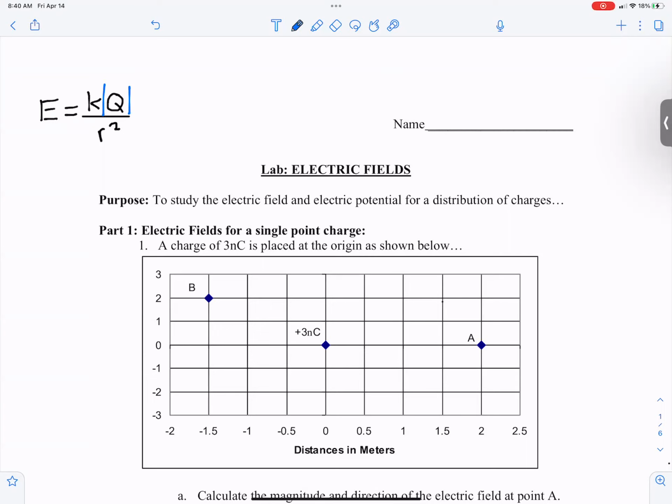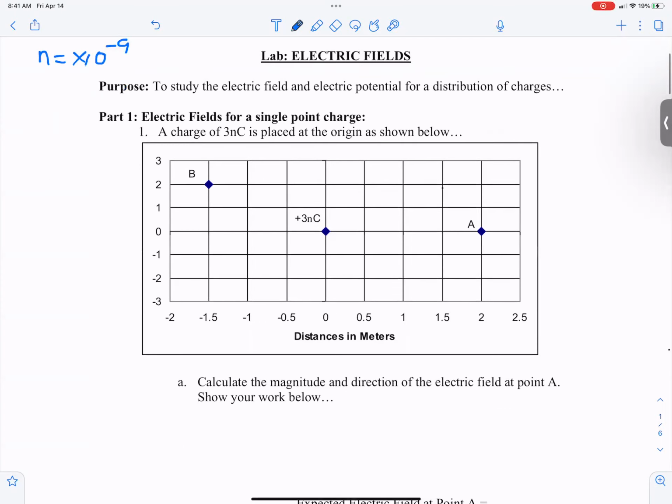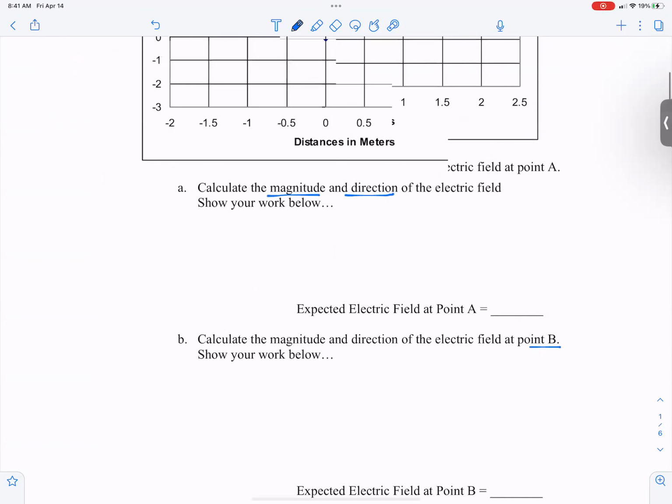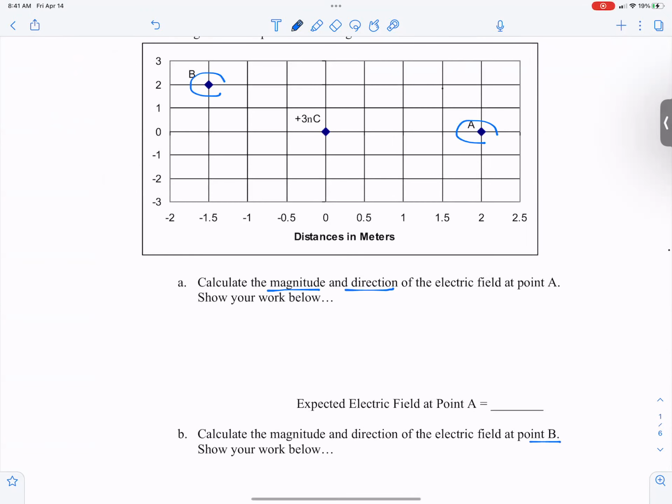All right, part one, electric fields for a single point charge. A charge of 3 nanocoulombs, and don't forget, when you see nano, that's times 10 to the negative 9, is placed at the origin as shown below. What we want to do is calculate the magnitude and direction of the electric field at both point A and then again at point B. All right, let's take a look at how to do this.